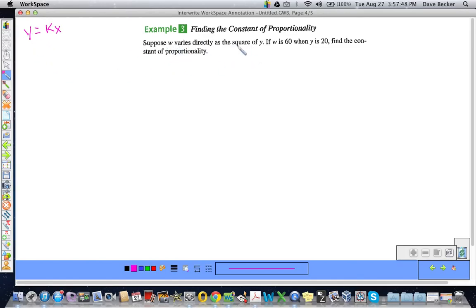So let's just write it straight out. W varies directly as the square of y. So W equals, if it varies directly, there's going to be a constant of proportionality K, as the square of y. Well, that is y squared. Not the square root, the square. This is how we represent a square, y squared. If w is 60 when y is 20, find the constant of proportionality.